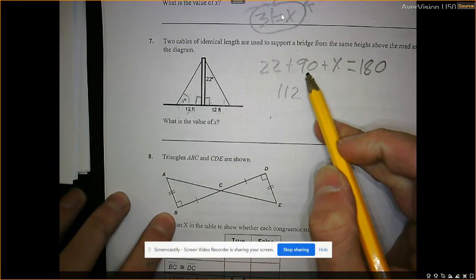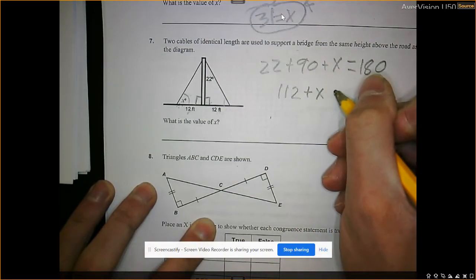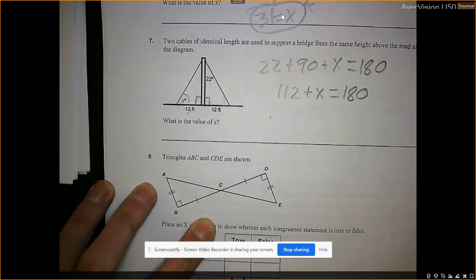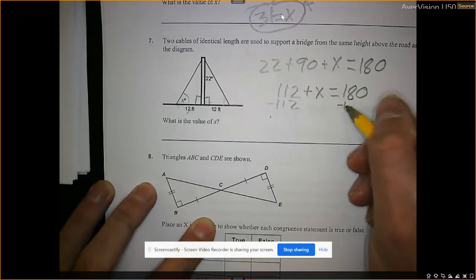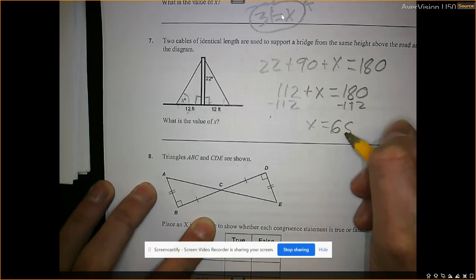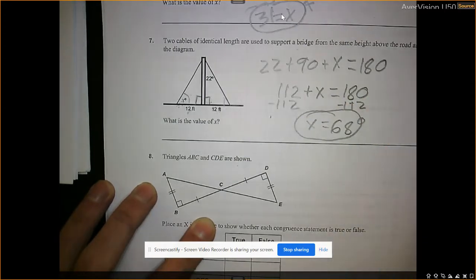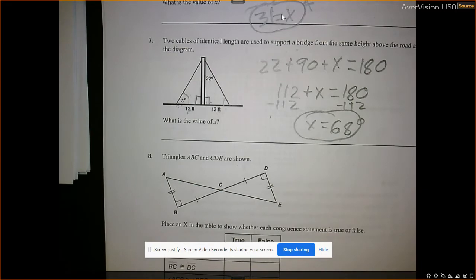All right. Now, 112 plus x equals 180, just bringing everything down. Okay, I subtract 112 from both sides. That's what's going to get x alone, and I get x equals 68. Okay, so there's a few different ways of doing that. As long as you get to x equals 68, that's the important part.